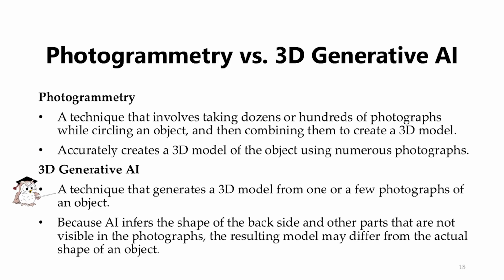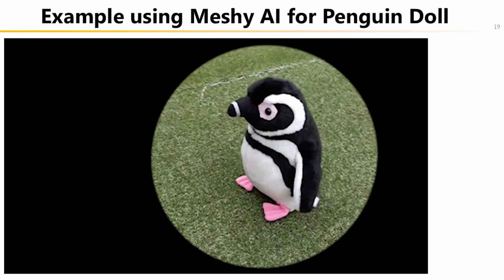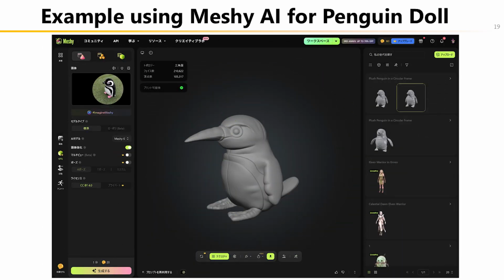On the other hand, 3D generative AI is a technique that generates a 3D model from one or a few photographs of an object. Because AI infers the shape of the backside and other parts that are not visible in the photographs, the resulting model may differ from the actual shape of an object. The displayed 3D model was estimated by Meshi AI using only one photograph of a penguin doll. You can see that the beak is a little long.